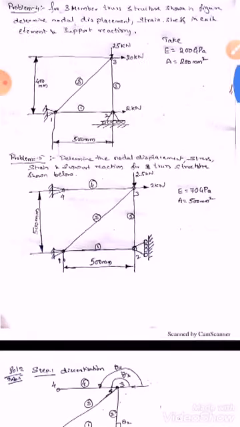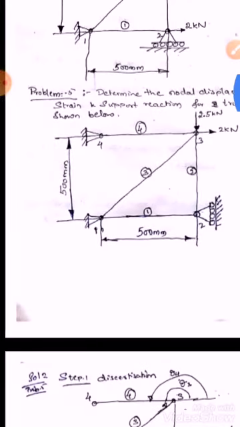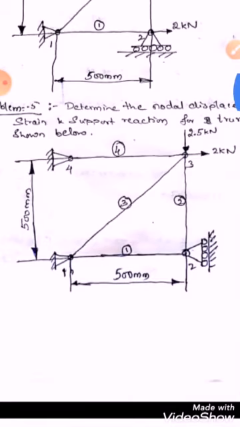Problem number 5: what you are supposed to determine is the nodal displacement, stress, strain and support reactions for the truss structure shown in the figure below. This is the structure given to you. It has a width of 500 mm and a height of 500 mm.